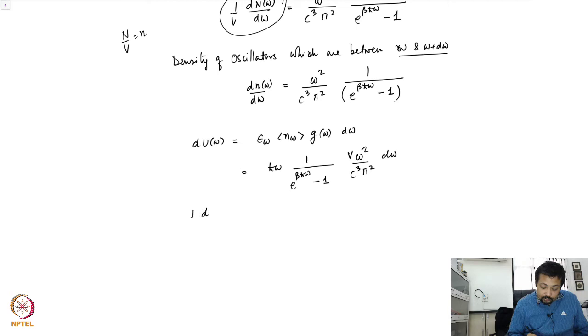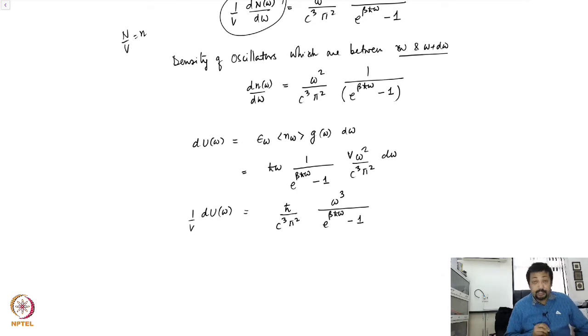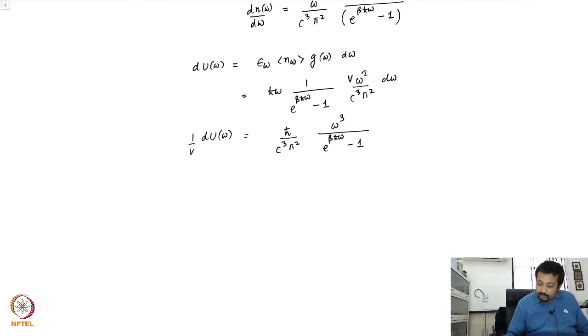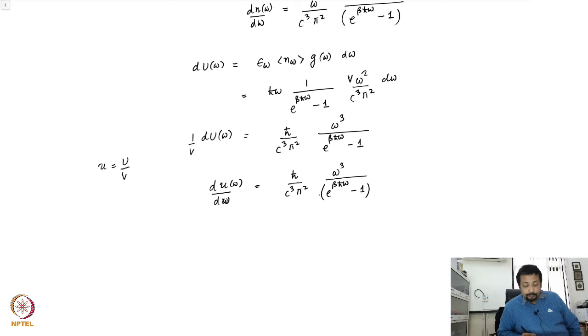So that the energy density, 1 by V dU of omega, is going to be h bar over c cubed pi squared, omega cubed divided by e to the power beta h bar omega minus 1. So clearly this means that the energy density small u of omega, where small u is defined as capital U divided by V, the density divided by d omega, is going to be h bar over c cubed pi squared, omega cubed over e to the power beta h bar omega minus 1.